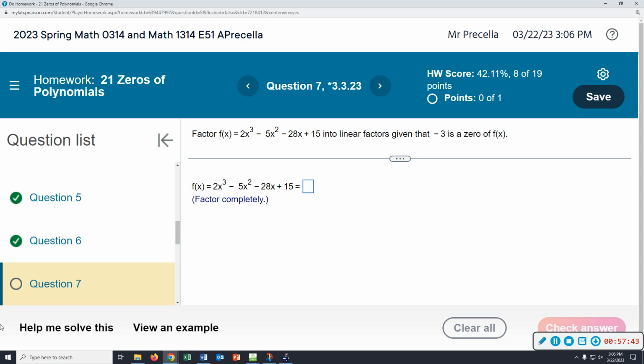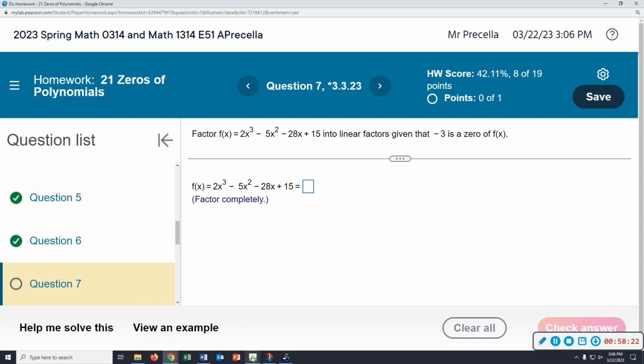There it is. So we want to factor f of x equals 2x cubed minus 5x squared minus 28x plus 15. And they tell us what's the 0? Negative 3 is a 0. But notice it doesn't say k equals. You've just got to know that negative 3 is your k. K equals negative 3 is a 0.